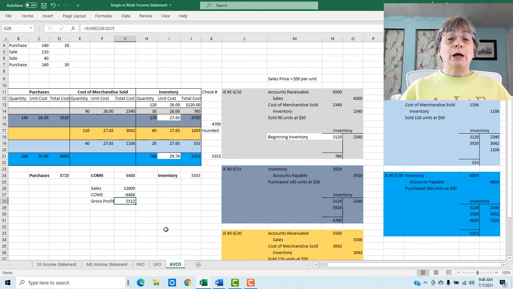It might also ask you for what is the value, the ending value of your inventory, or what's the beginning value of your inventory for the next month. It's right here. It's our 53.53.